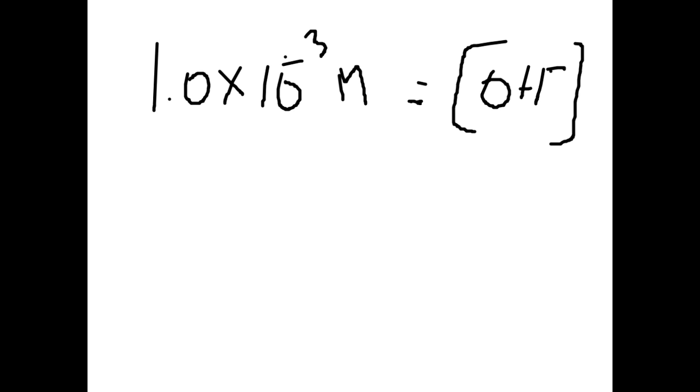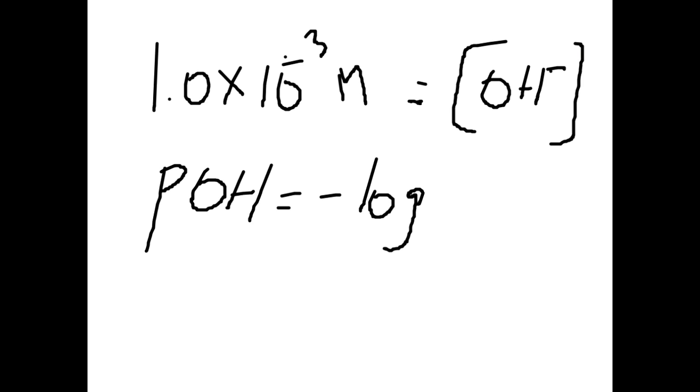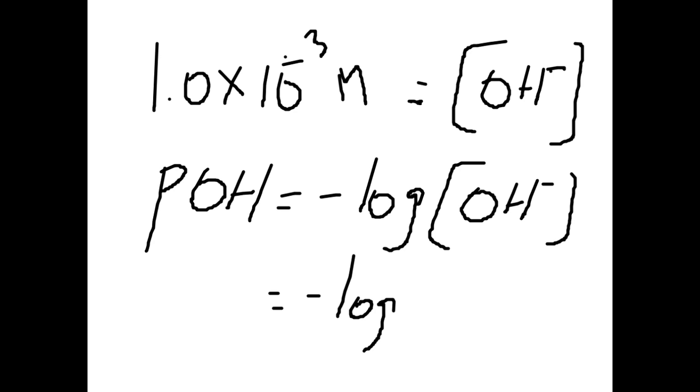Okay, so I have the OH minus. How do you find the pH? Well, one way to do it is to find the pOH first. Do you remember me telling you how to find the pOH? Yes. It's negative log of the OH minus, correct? So, negative log of 1 times 10 to the negative 3.